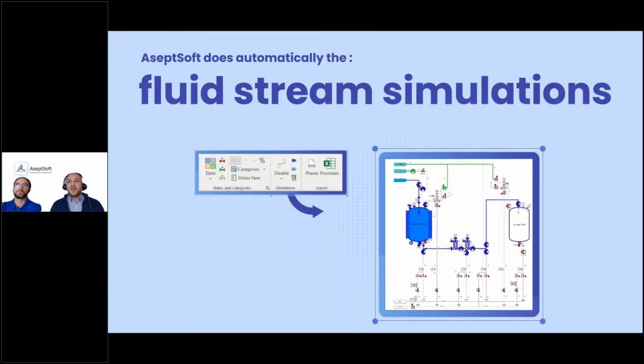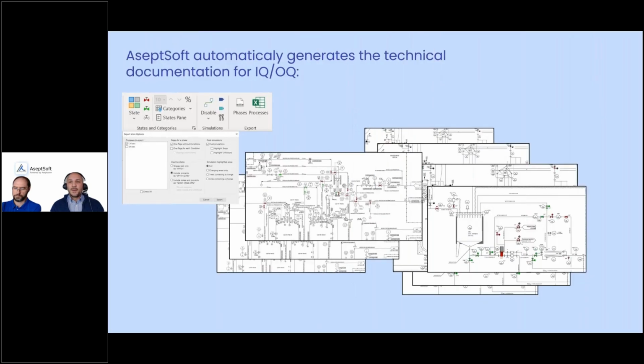Fluid stream simulations. This is a very important task. According to the status of the valves and other components, AseptSoft will automatically draw the fluid path starting from the fluid sources according to different user options. Documentation. This is a very important topic because AseptSoft automatically generates the technical documentation for IQ and OQ.